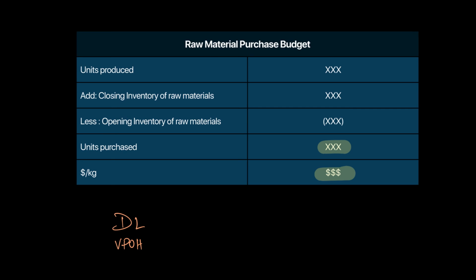Alright, so for manufacturing firms, we would have to draw the production budget and also the raw material purchase budget if there's inventory of raw material, which will help us draw up a cash budget for a manufacturing firm and forecast different costs. Alright, so in the coming videos, we will take a look at how to draw the production budget and the raw material purchase budget.